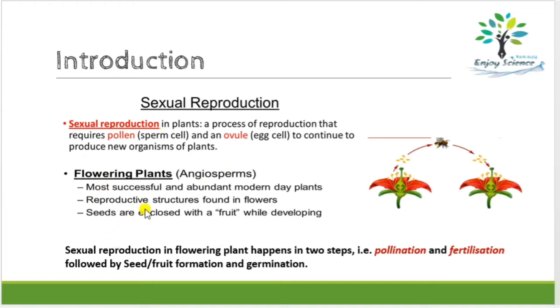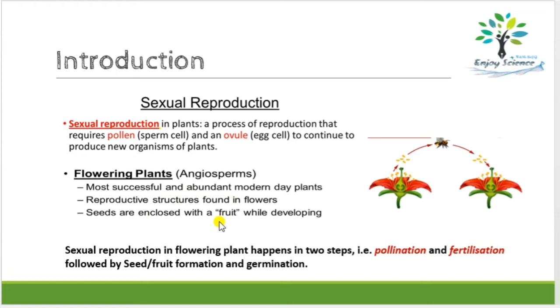These angiosperms are the most successful and most advanced group of plants, and the reproductive structures are found in flowers. Since flowers are the reproductive part of the plant, all the reproductive structures are found within a flower, and seeds are enclosed within a fruit while developing. This is one of the important characteristics of angiosperms. The seeds produced after fertilization are enclosed within a fruit. In gymnosperms the seeds are naked; there is no formation of fruits, and seeds are just exposed in the air. But in angiosperms, seeds are enclosed within a fruit.